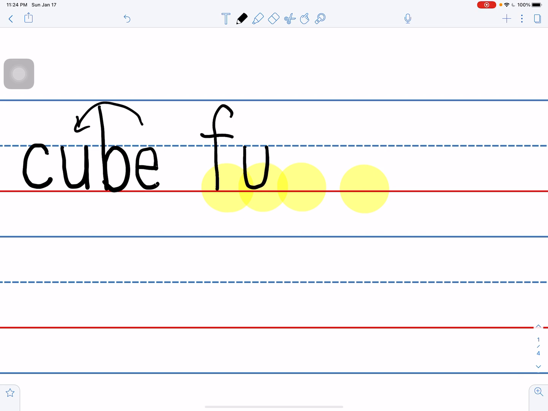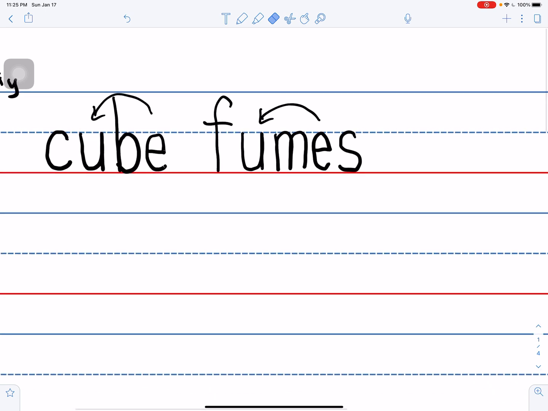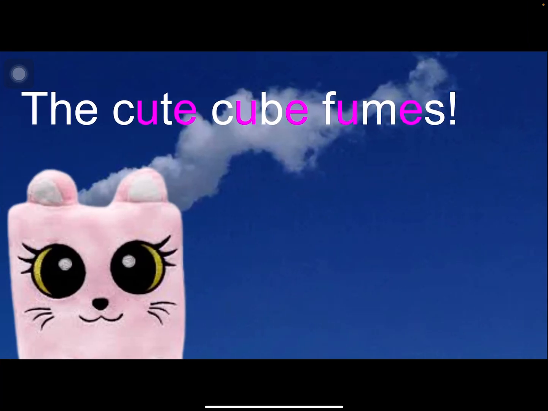U, I'm going to use the U to spell the U sound. Fume. That would say fum. I want fume, so I have an E to make the U say U. And I say fumes, and I have an S that says that Z sound at the end. And I've got that E making the U say U. Let's say the sounds again. Fumes. Okay. So I've got the cute cube fumes, using the U with the E at the end.